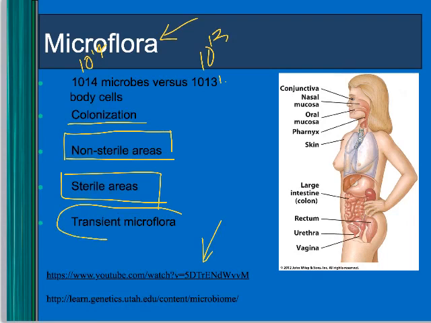There are some bacteria that are transient. They might go from one place to another, but they belong in your body. Your body needs them. They're really important to you. And they're trying to figure out more and more about the relationship between the microbiome and your health.